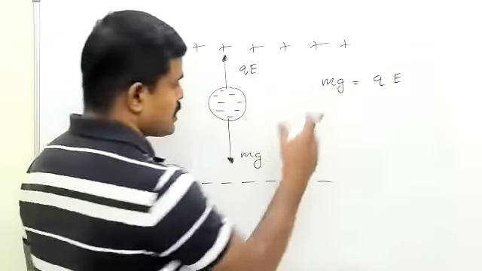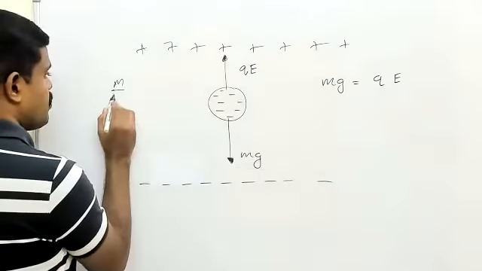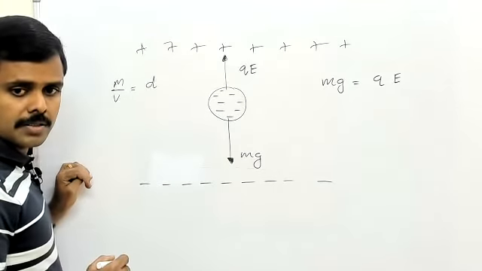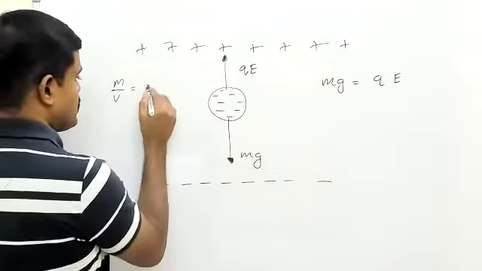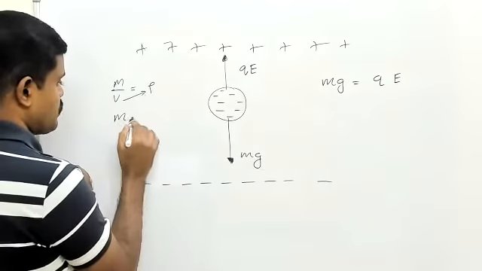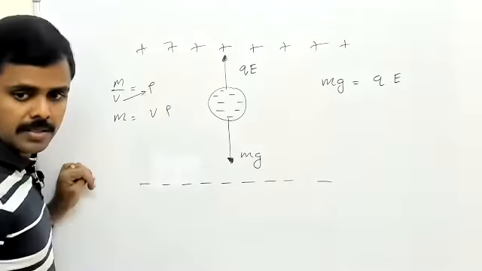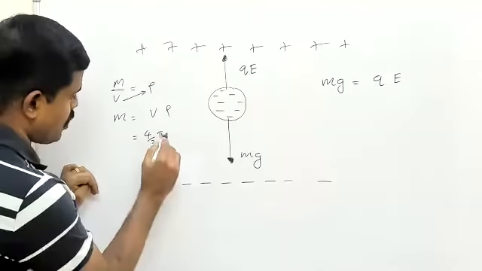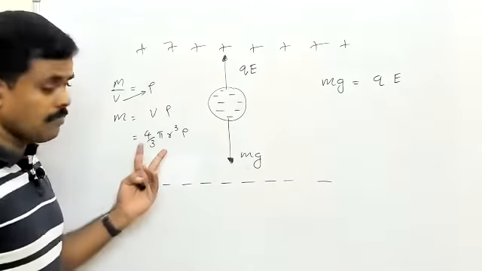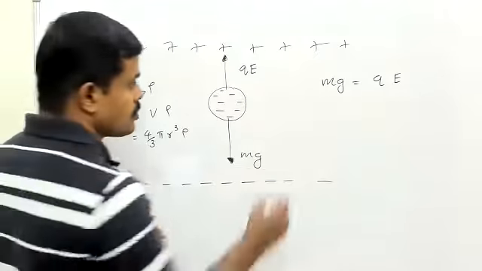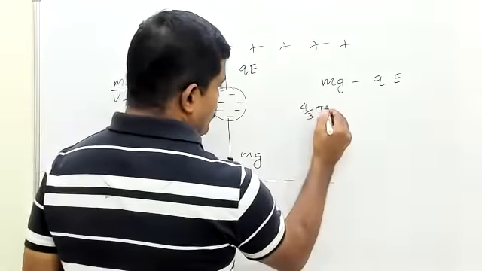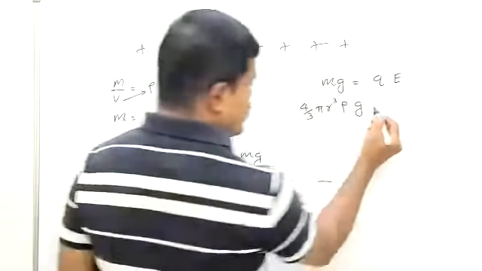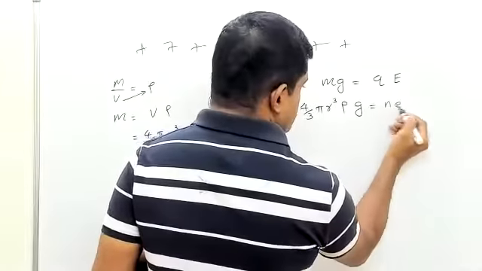Now let us make some changes here. Have you seen this before? Mass by volume is density. Tell me, please. So mass is what? Volume into density. What is volume for a sphere? Every drop is spherical. Volume is 4 by 3 pi r cube. So I put it over here. 4 by 3 pi r cube rho into g is equal to Q, which is written as Ne.